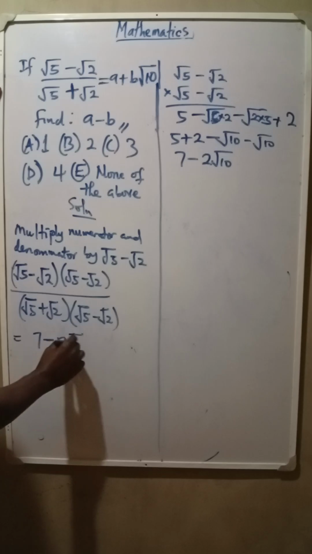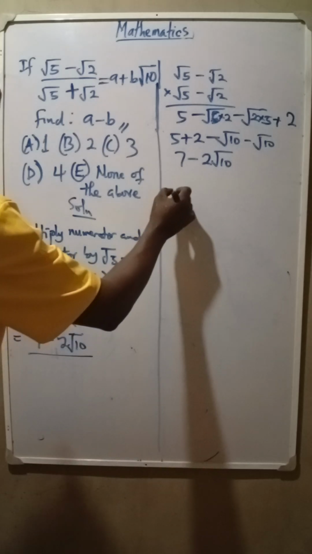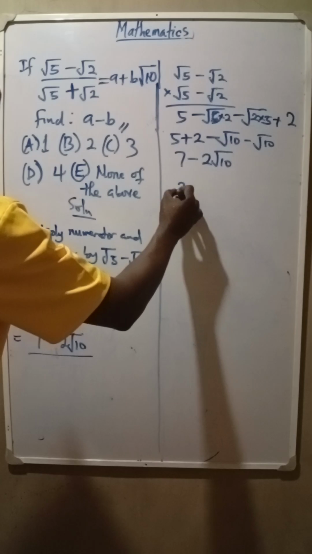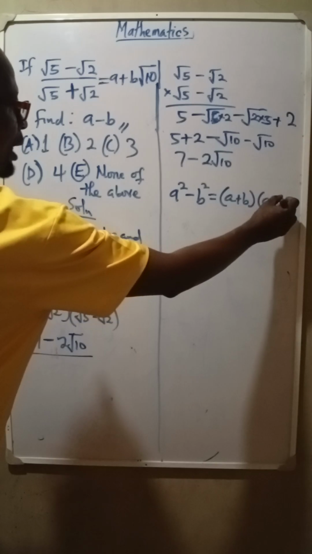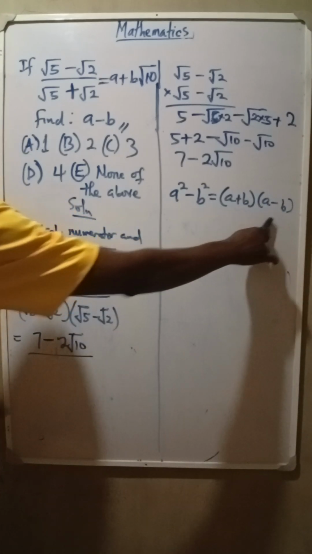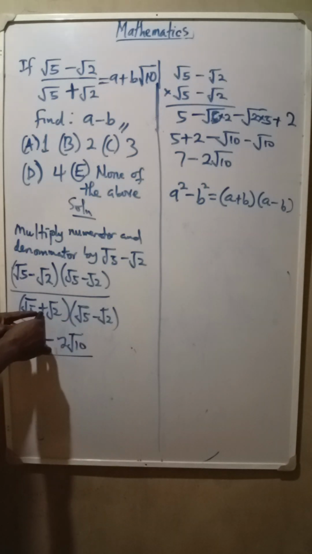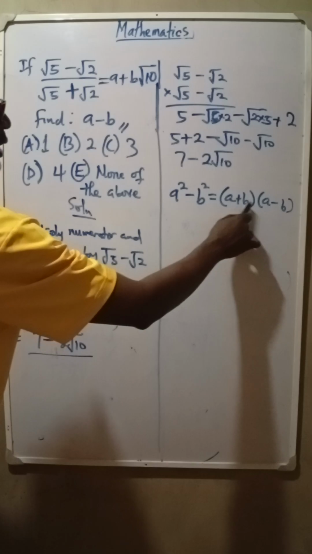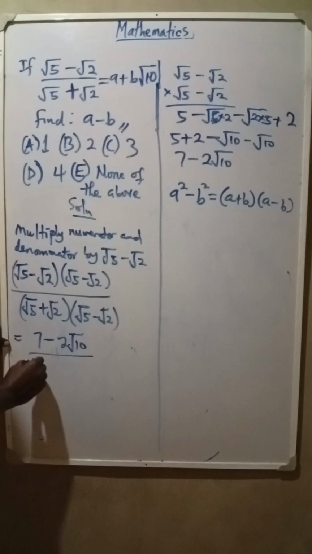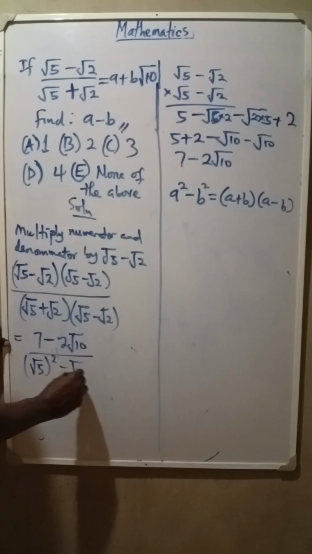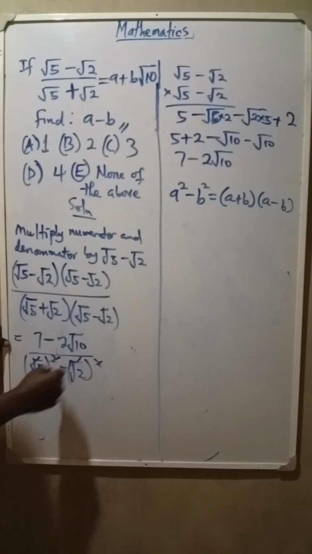Divided by, we are going to use difference of two squares to solve it. Difference of two squares says when we have a squared minus b squared, the result is a plus b times a minus b. So this is exactly what we have here. Root 5 root 2, root 5 root 2, the only difference between them is plus and minus. So we are going to express this using the difference of two squares, root 5 squared minus root 2 squared. Square will cancel square root.